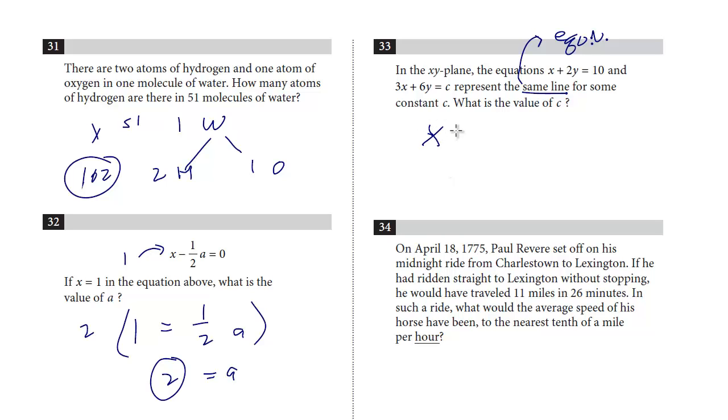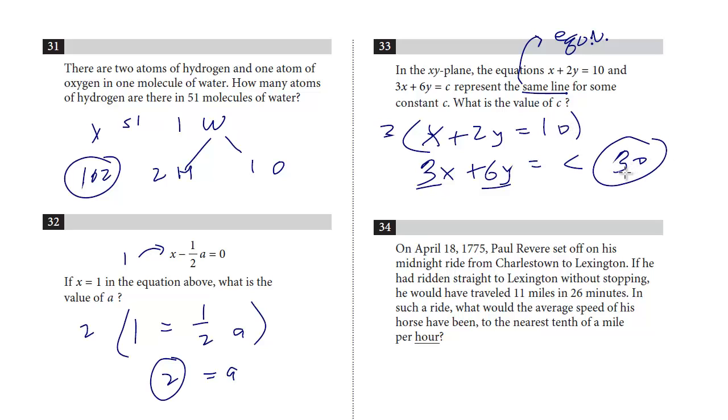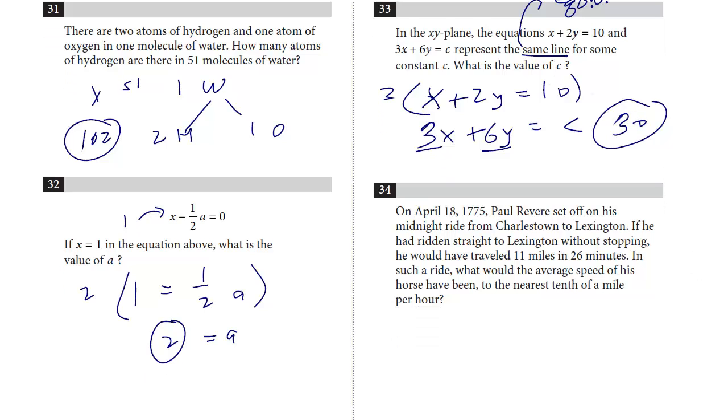So the first one is x plus 2y equals 10, and the second is 3x plus 6y equals c. And if you notice, if we multiply this top equation by 3, we get the 3x, we get the 6y, and so we have to just multiply 10 by 3, and that's 30. This would make these equivalent equations, and that's the answer. All right, let's take the last one. Again, these are pretty straightforward, these first 4 grid-ins.